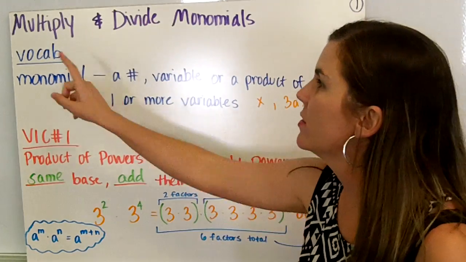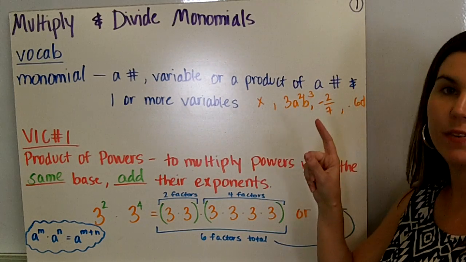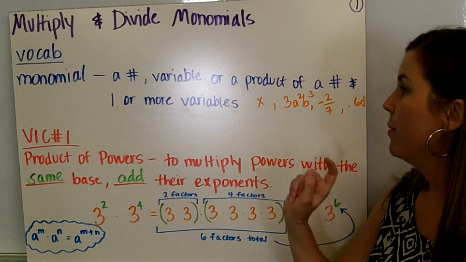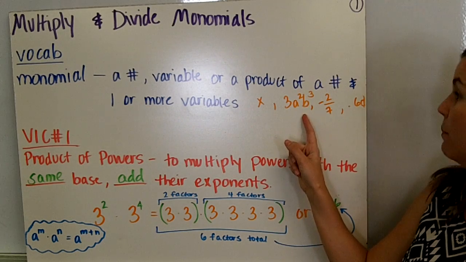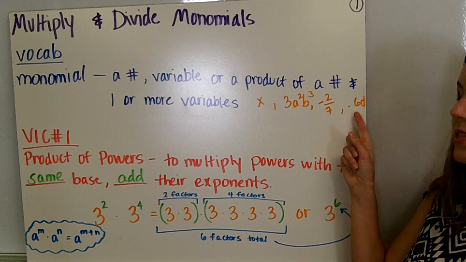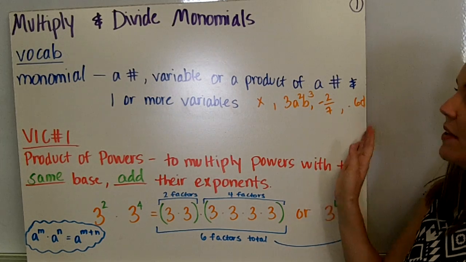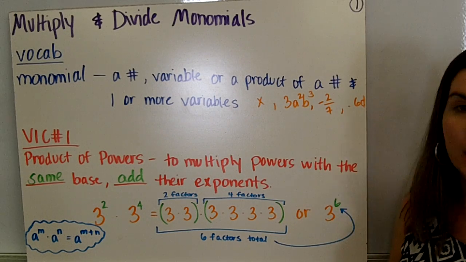Multiply and divide monomials. Vocab. A monomial is a number, variable, or a product of a number and one or more variables. Here are some examples. X, 3a squared, b to the third, negative 2/7, and 6/10 d. These are all monomials. They are separated by commas, so you can see 4 individual examples.